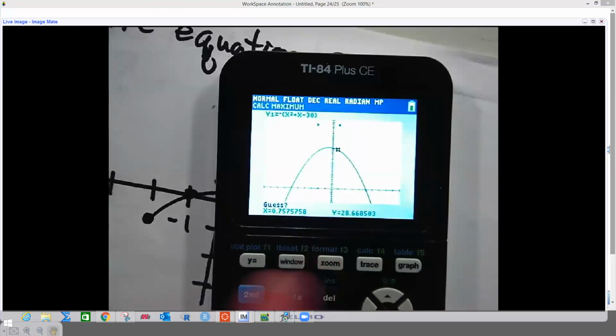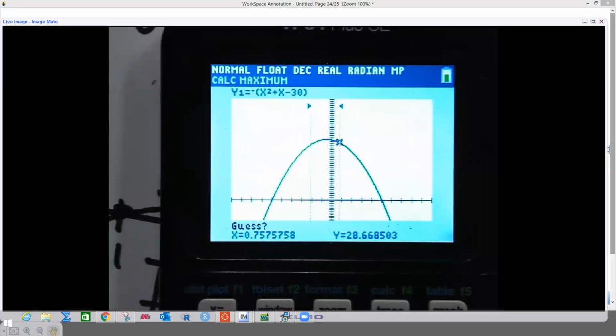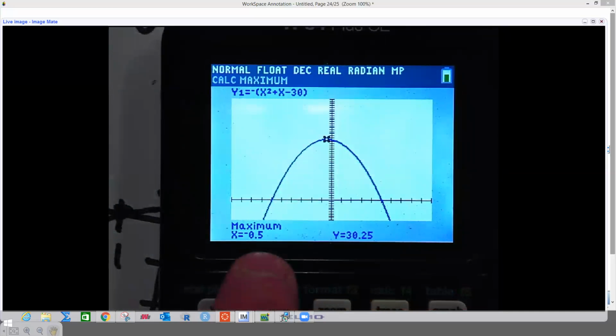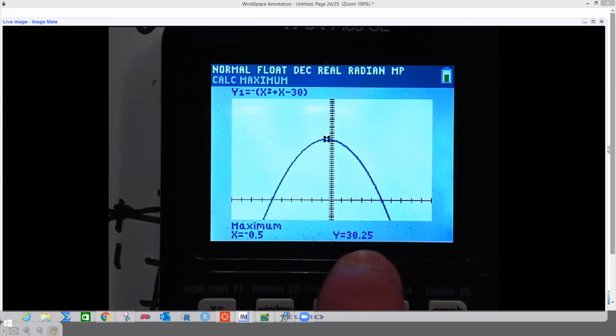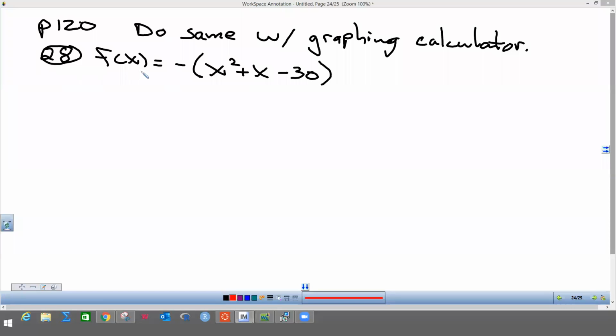So I just told the calculator that between those two dashed blue lines, I hope you can see them, I don't know if you can or not, but there's two lines going down here. There's a max there. So all I do is hit enter the third time. And right down here is my maximum point, which is my vertex. Okay, so there is my vertex. So I'm going to go back to my screen up here, and I'm going to write down that vertex because that's going to help me write my equation. So I just found on my calculator that my vertex is negative 0.5 and 30.25.